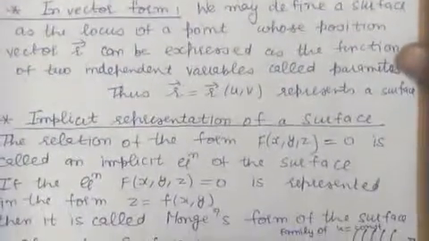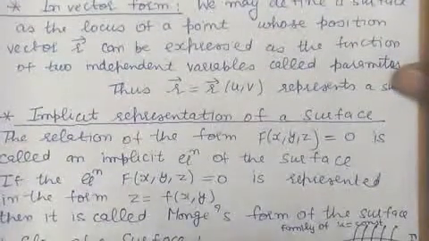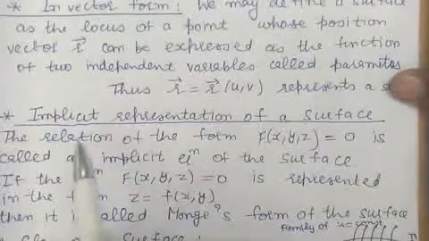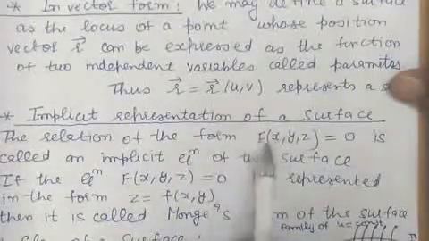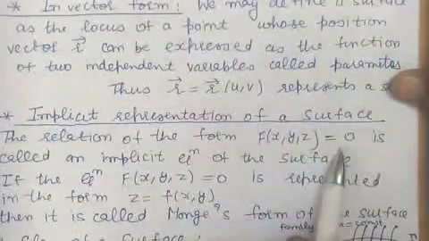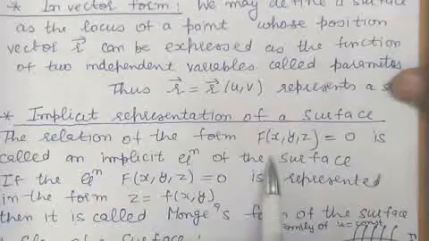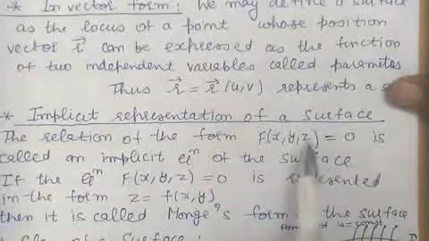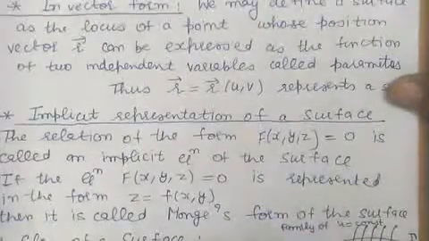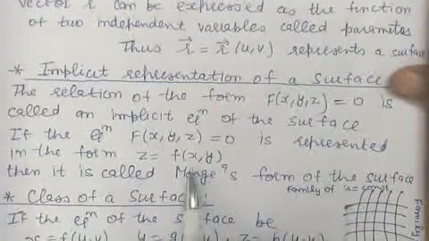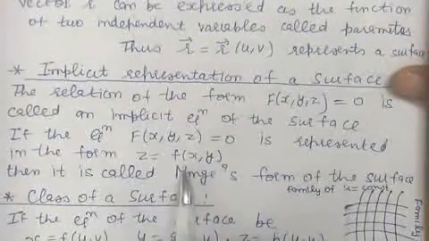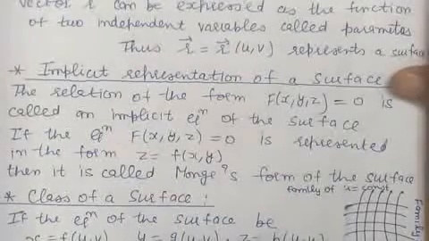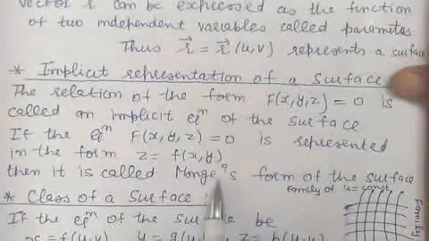Next we will define implicit representation of the surface. A relation of the form f(x, y, z) equal to 0 is the implicit equation of the surface. If in this equation z is a function of x and y, then this kind of representation is called Monge's form of the surface.